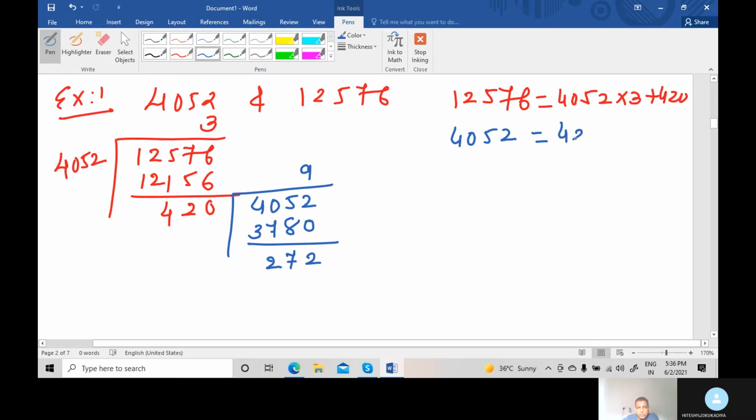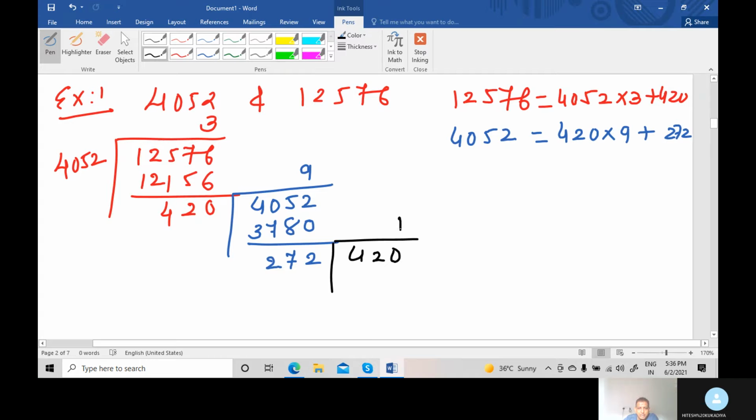So 4052 equal to 420 multiply by 9 plus 272. Is that clear? Okay. Now take here which number? 420. Again, 12576 divided by 4052. So 4052 right here. Now 272 outside the division and 420 inside the division.